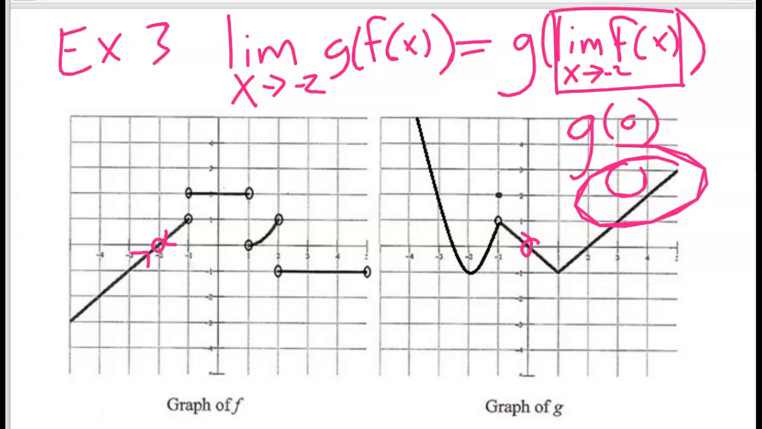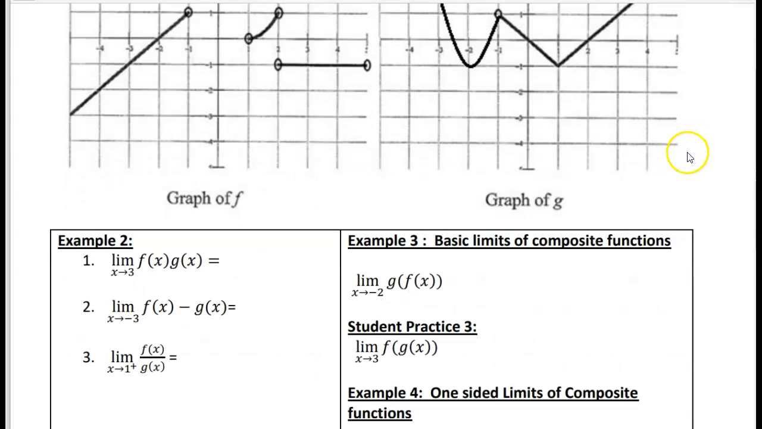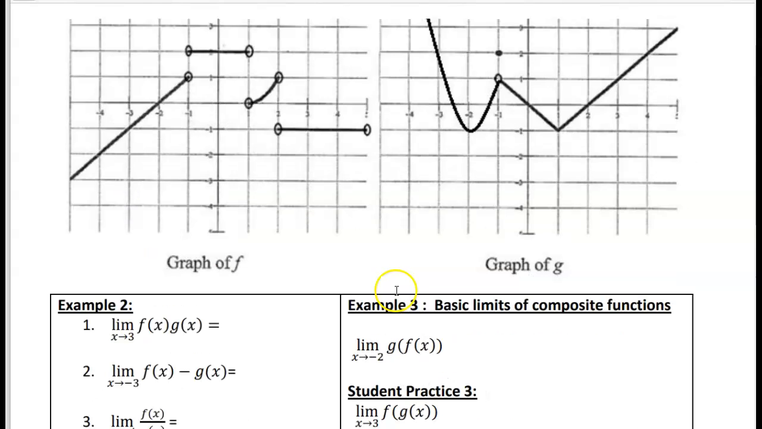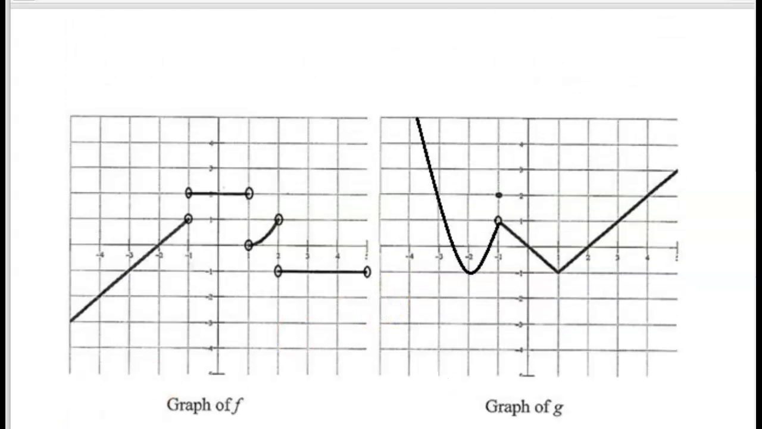So now it's your guys' turn. I'm going to ask you guys to go ahead and pause the video here and try to do student practice 3. Find the limit of f of g of x as x approaches 3. And when you unpause the video, you will see the solution.